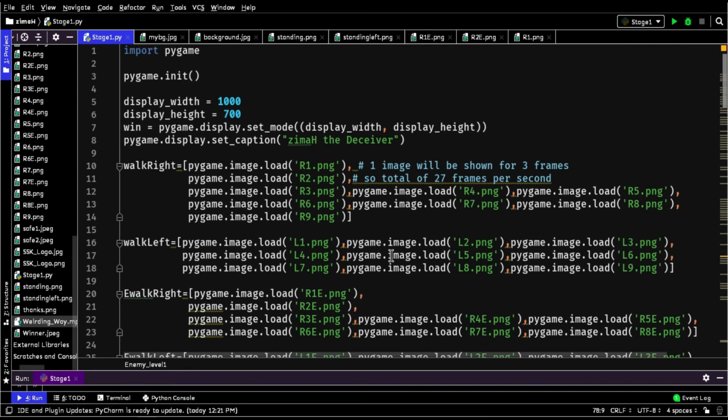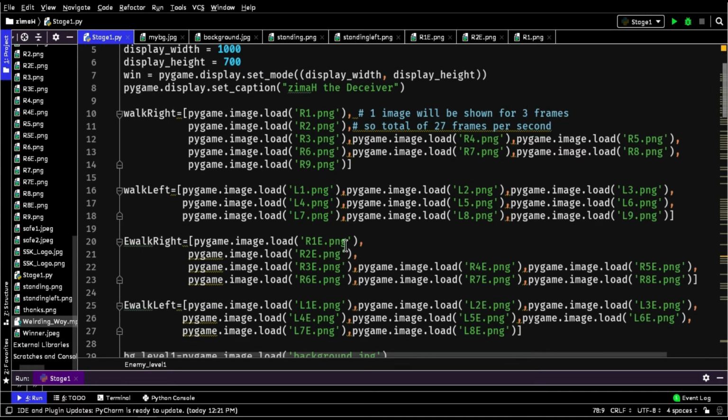We have 8 images when the enemy is walking left, and 8 images when the enemy is walking right. And we want to display one image for 3 frames. So total walk count will be 24, or clock speed will be 24 fps.